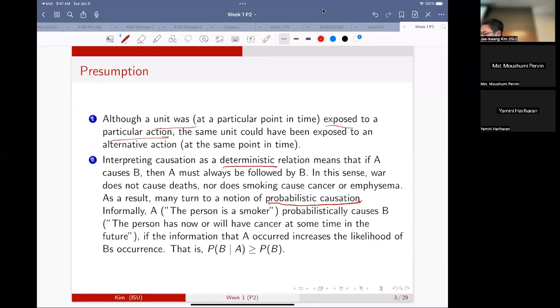Which means that A, a person being a smoker, probabilistically causes B, where B is cancer and A is smoking. So the conditional probability of getting cancer, conditional on smoking, is greater than the marginal probability of getting cancer. That is a probabilistic statement, rather than a deterministic statement. So that is the presumption.